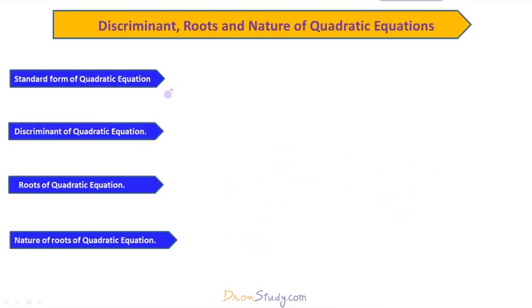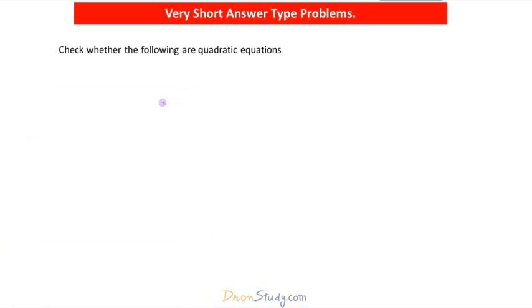Students, here we have tried to understand four concepts: standard form of quadratic equation, discriminant of the quadratic equation, roots of the quadratic equation, and nature of roots of quadratic equation. Now let us start with the very short answer type problems.